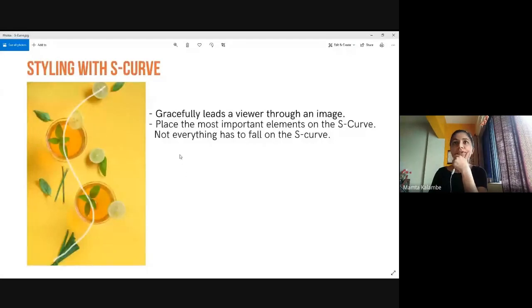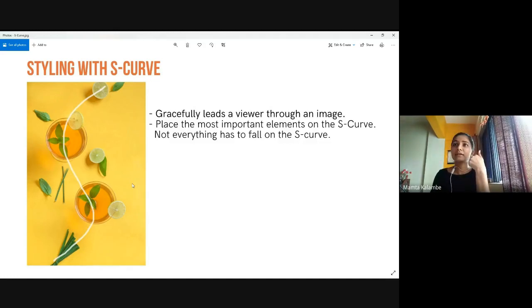So this is another technique which is really great, works for all the food that you would be shooting, and it's also very easy. This is basically called styling with the S curve. What we do in the S curve is place your elements in an S form. It doesn't necessarily have to be a perfect S, but whatever your main elements are, they are supposed to form a curve.